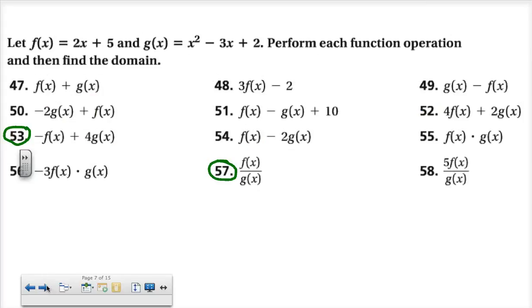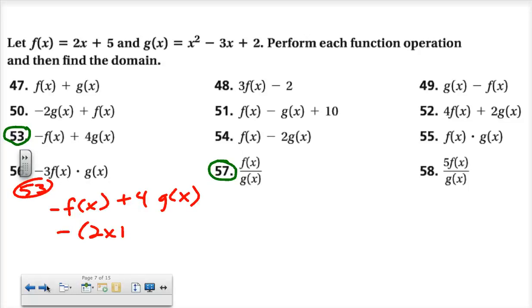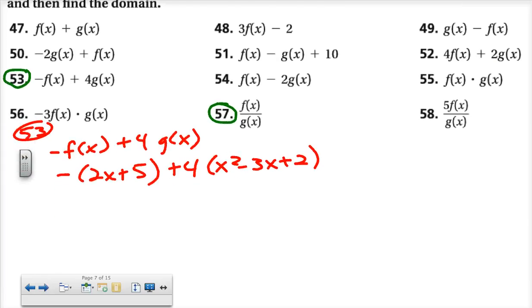Then number 53, we are supposed to find negative f of x plus 4 times g of x. And this one just usually drives people crazy because of the notation. It's not that the math is really hard, but we need the negative of the whole function, f of x, and then we're going to add 4 of the g of x's, and again, that is the entire function. So we have to make sure we do some distributing on this one so that we don't miss anything.